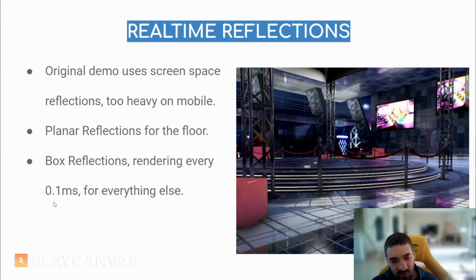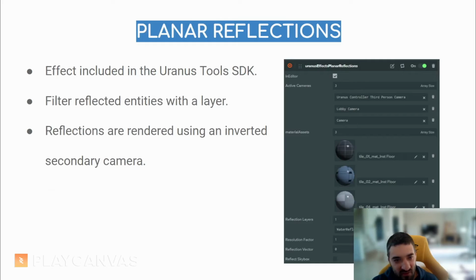And we do so in a larger interval. So we don't render those reflections per frame because it's too heavy and it may kill performance. For planar reflections, we use this script included in Uranus Tools SDK. We can set which entities are reflected to control performance and not have every small prop cast a reflection, because then we get double the poly count and double the draw calls in some cases.